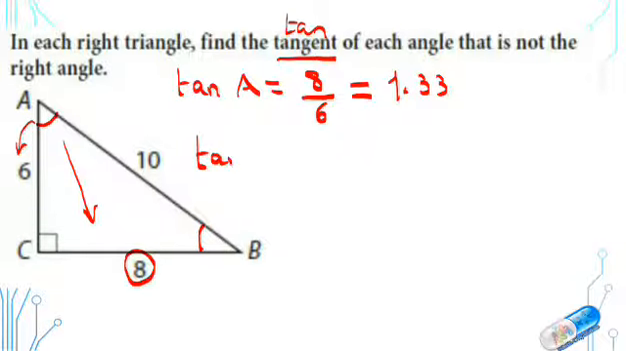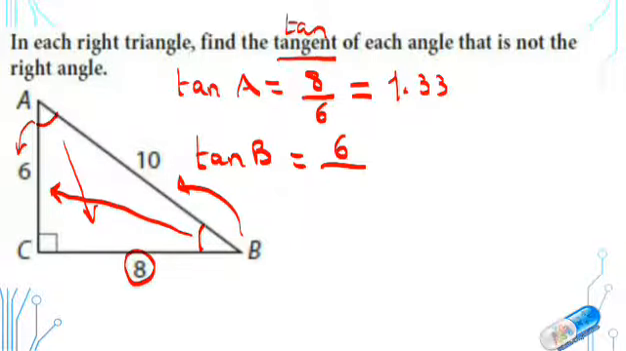Now what is tan B? Tan B is again the opposite over the adjacent, and the opposite here is 6, and the adjacent is 8, so it's 6 over 8. So why didn't I take the adjacent 10? Because 10 is not the adjacent, 10 is the hypotenuse, so I do not use it in tan. 6 over 8 using the calculator is 0.75.